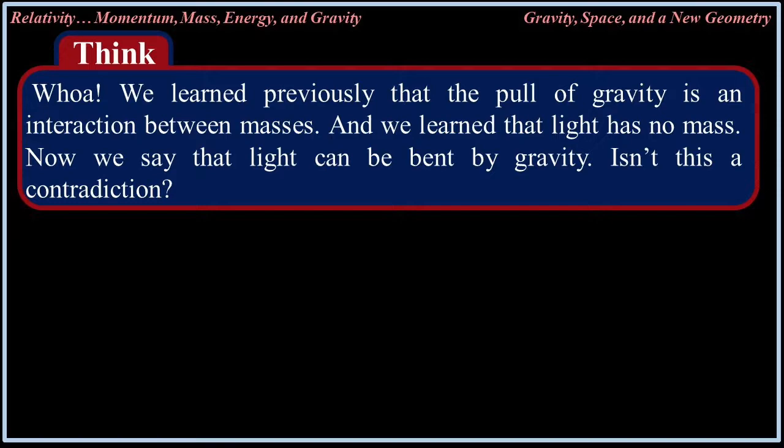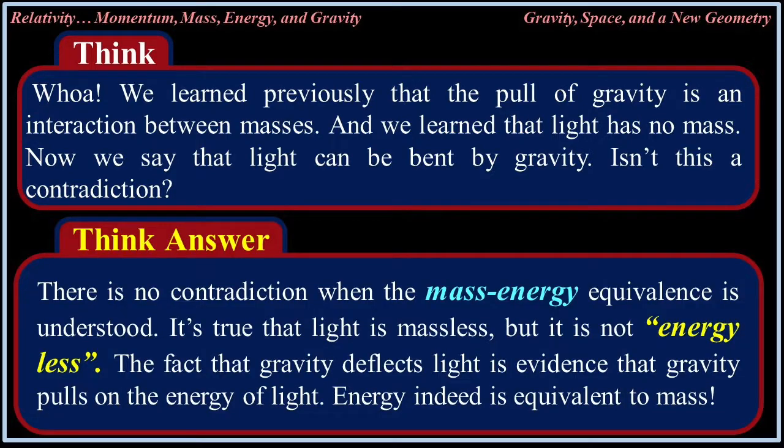We learned previously that the pull of gravity is an interaction between masses, and we learned that light has no mass. Now we say that light can be bent by gravity. Isn't this a contradiction? There is no contradiction when the mass-energy equivalence is understood. It's true that light is massless, but it is not energyless. The fact that gravity deflects light is evidence that gravity pulls on the energy of light. Energy indeed is equivalent to mass.